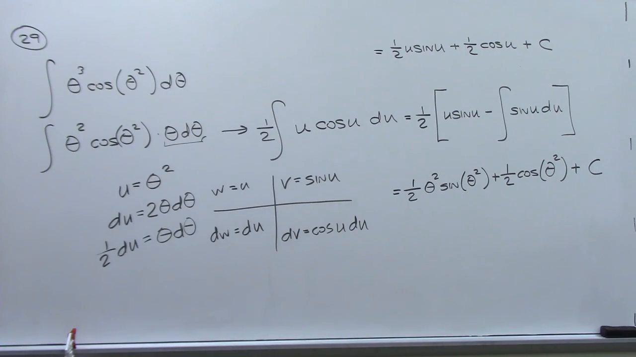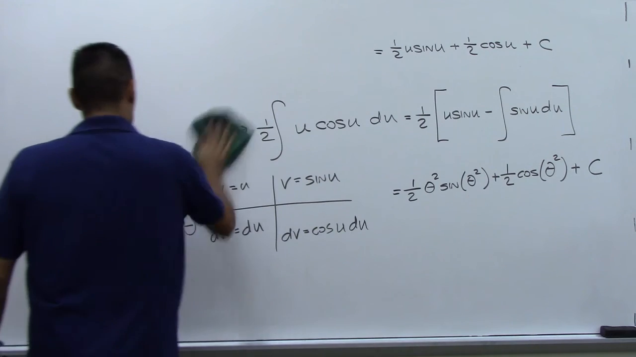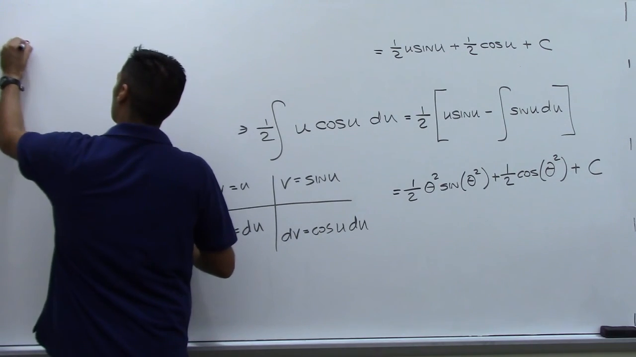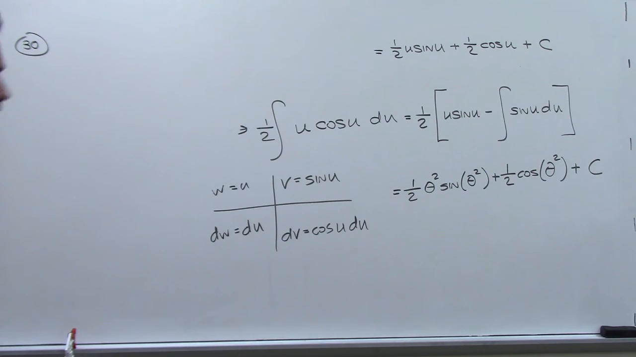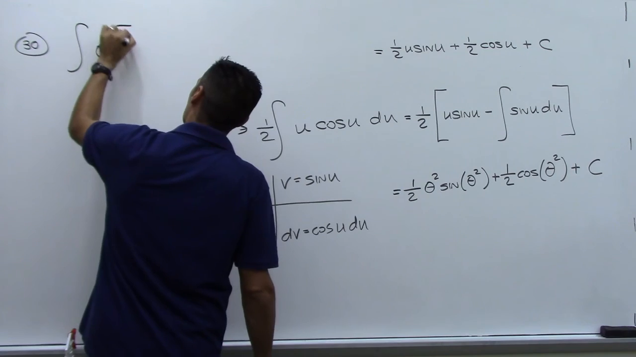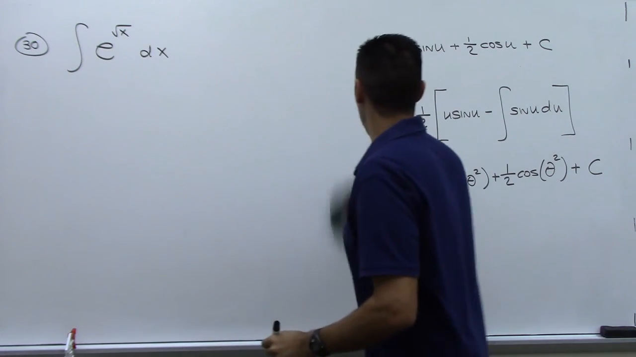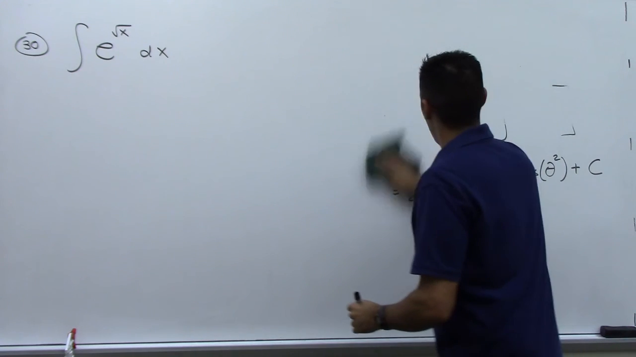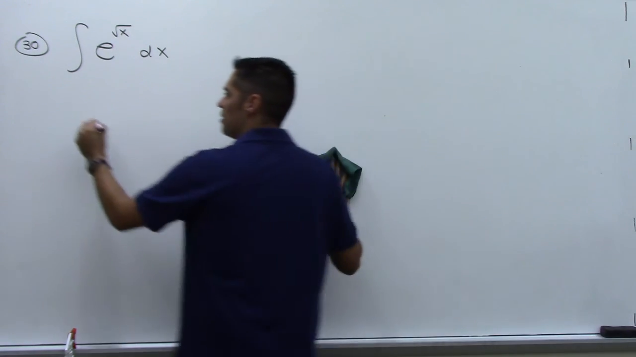One more? Yeah, let me see if I can get 30. If I get 30, I'll be happy. 30. So for 30, we're integrating, oh, I did this in class. I did this in my class lecture. So I'm not sure I should even work through this. Maybe I'll just get it set up.